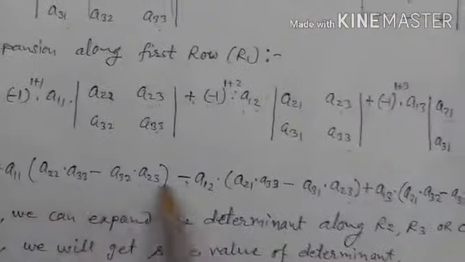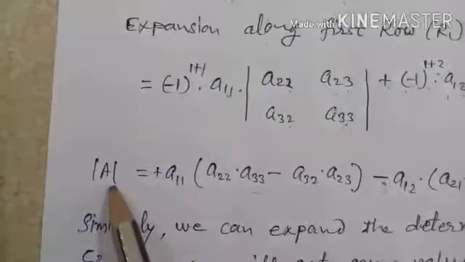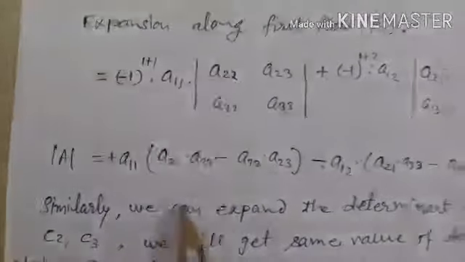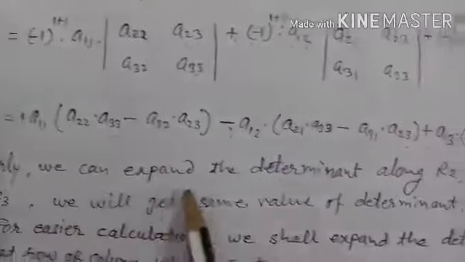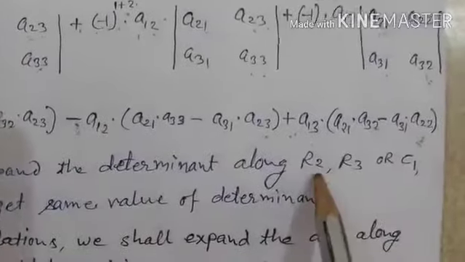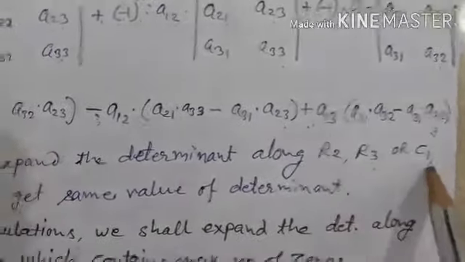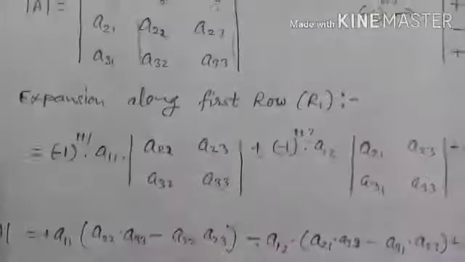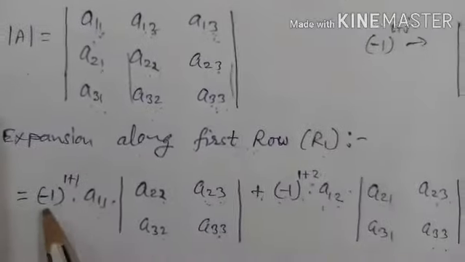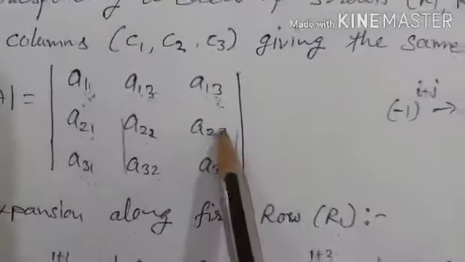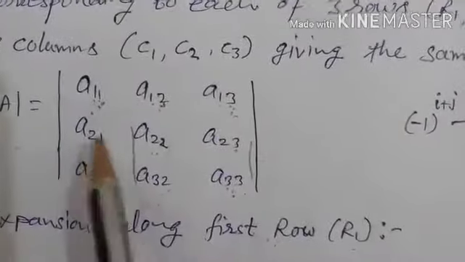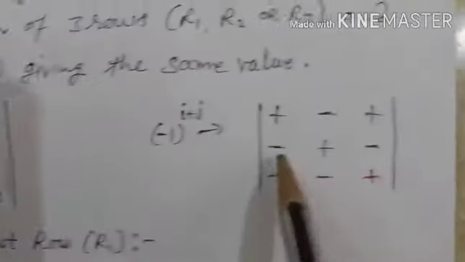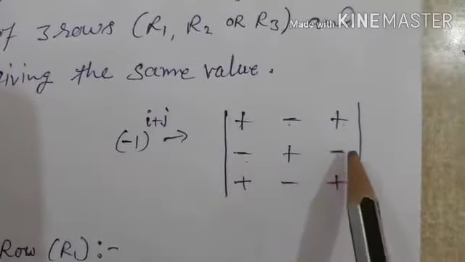So this value is a determinant value. Similarly, in this way we can expand the determinant along second row, third row, or first column, second column, or third column. The style is same. Sign also alternate plus minus. Suppose if you want to expand along second row, then start from minus, after that plus, and once again minus. Let's see here, minus, plus and minus.